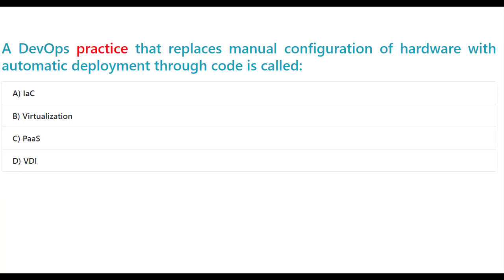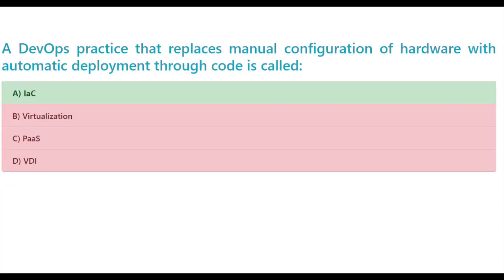A DevOps practice that replaces manual configuration of hardware with automatic deployment through code is called A. IAC, B. Virtualization, C. POS, D. VDI. The correct answer is A. IAC.